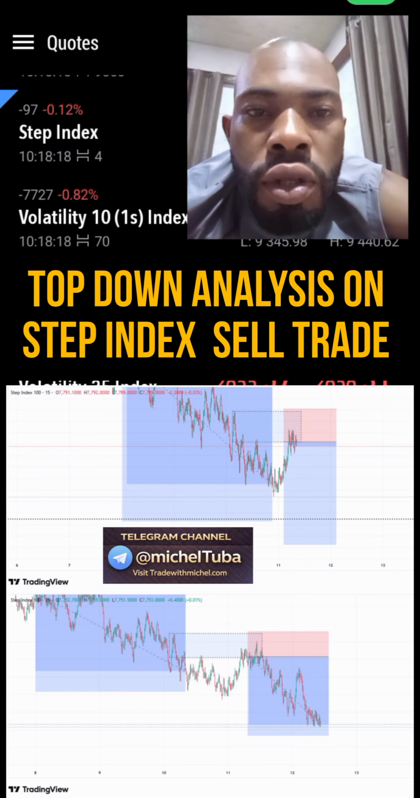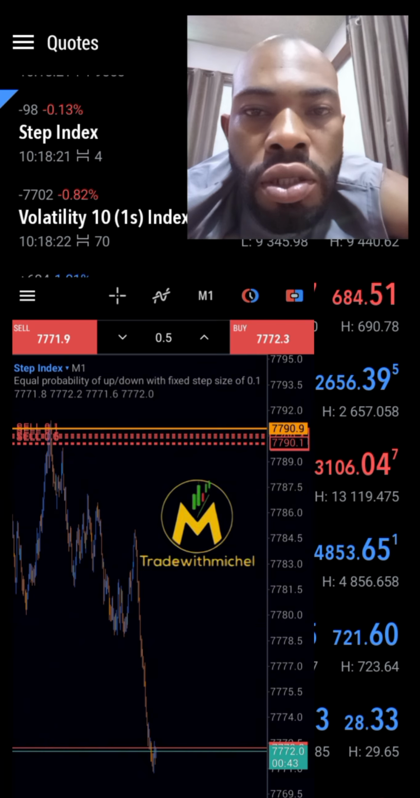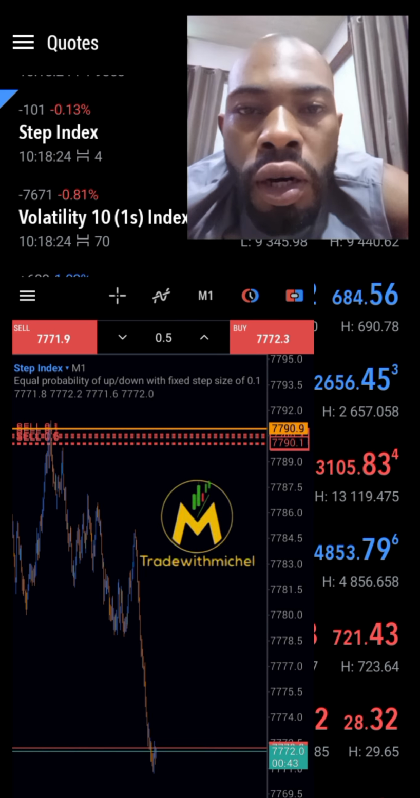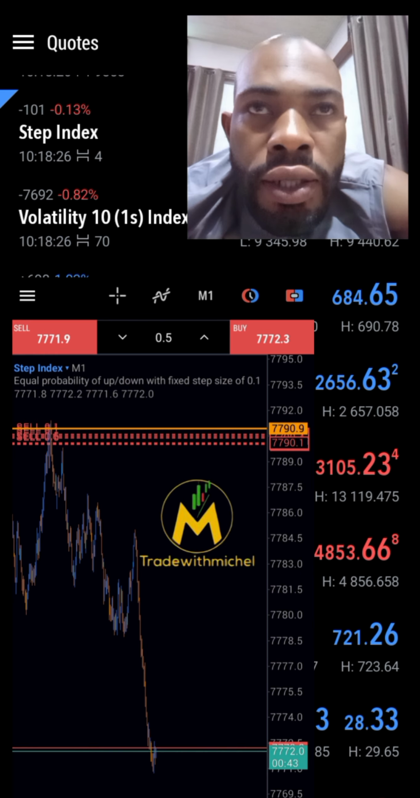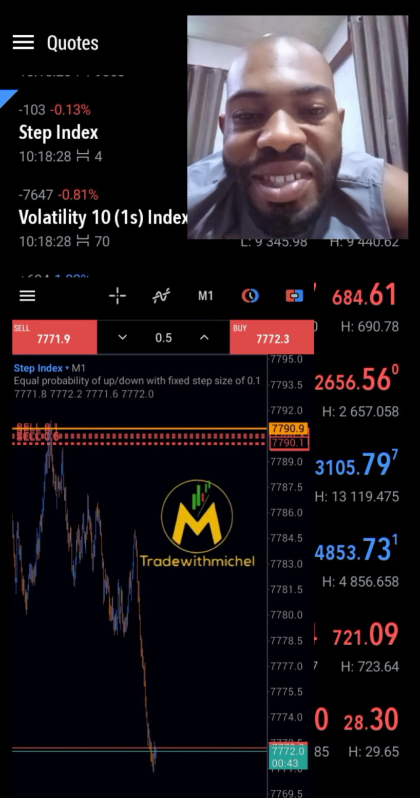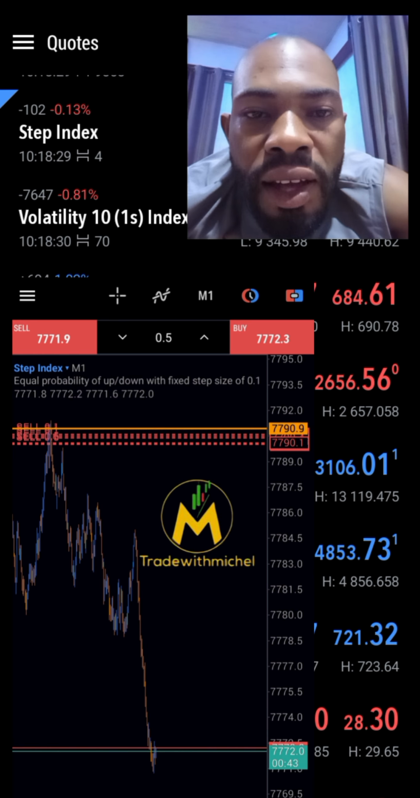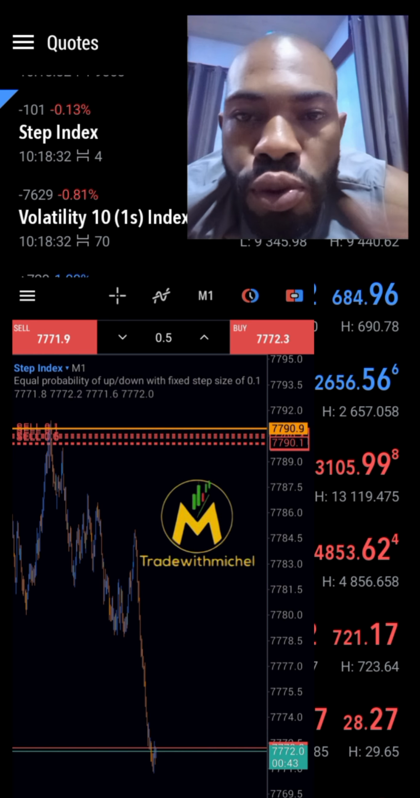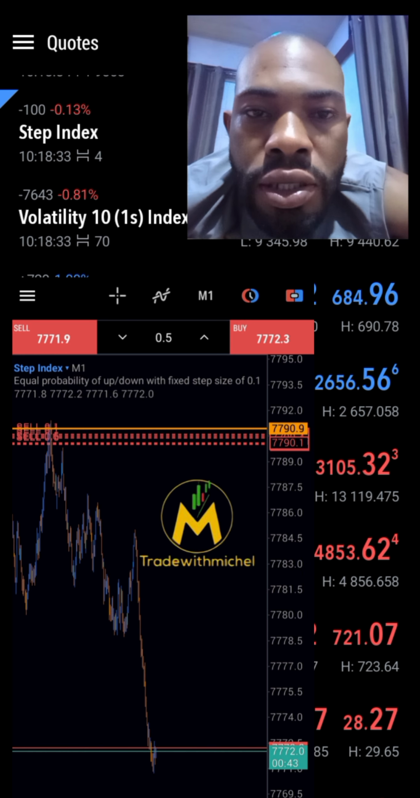Quick one. Let's do a top-down analysis on step index. I saw yesterday that a lot of you have been messaging, asking: please show us how you pick the entry. And I'm here.